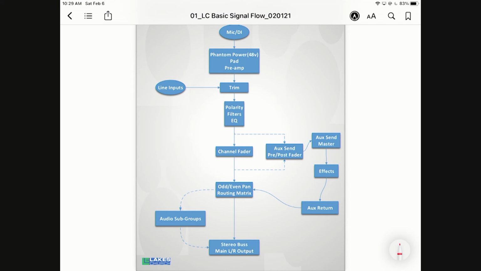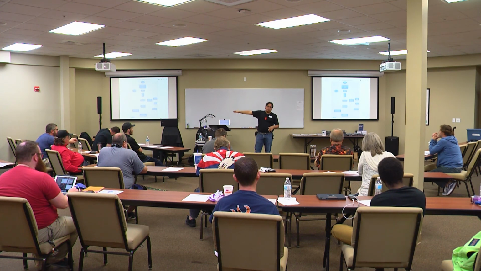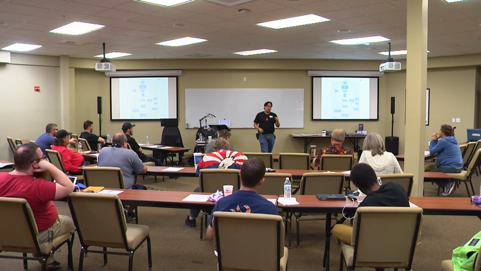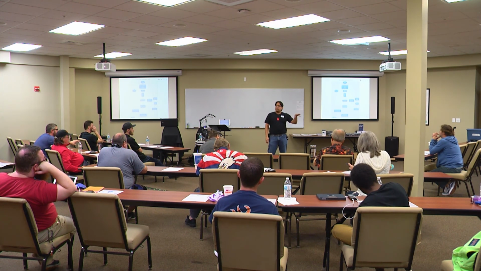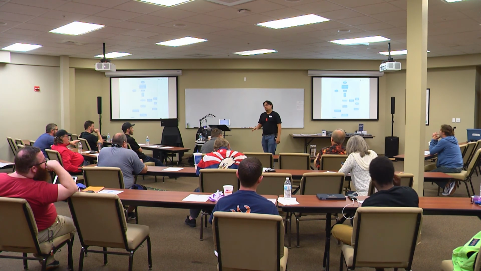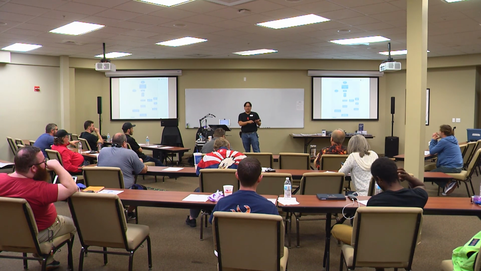And then from there, you go to your odd-even pan, left and right. Oh, and I skipped one of the important things, which is your routing matrix. What is a routing matrix? Well, you're telling something to go somewhere. Specifically, at that point in the signal flow, do I want to take this signal to my subgroup bus, or do I want it to go to my main left-right bus? On a lot of older analog gear, you would have a little button that would say 1, 2, 3, 4, 5, 6, 7, 8, and maybe a button that said LR for left, right.